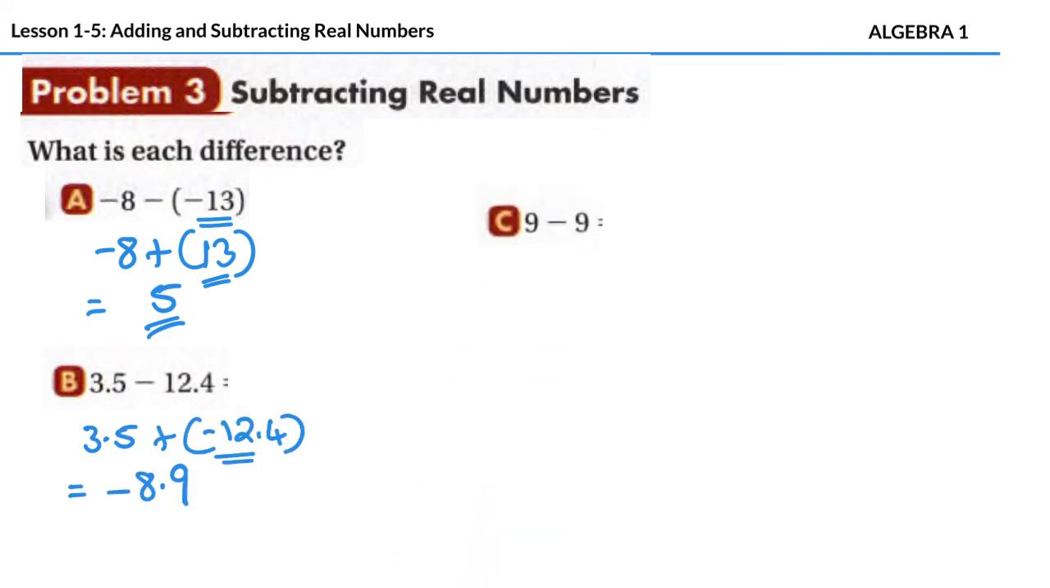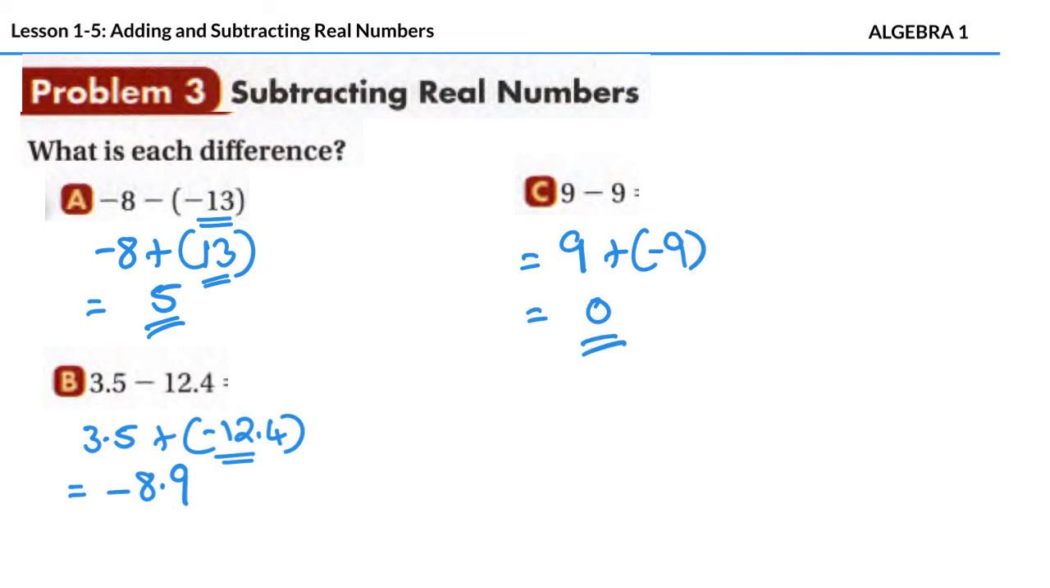Let's try this. 9 minus 9. Okay, let's follow the method. First number plus the opposite of 9, which is minus 9. These are additive inverses of each other and the answer is 0. Pretty simple. Okay. So now let's try a word problem.